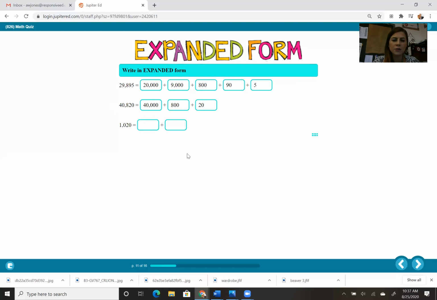Now 1,020. There is a 1 in the thousands place, so it has a value of 1,000. There's nothing in the hundreds place, so we don't need to write it. There's a 2 in the tens place, has a value of 20, and there's nothing in the ones place, so you don't need to write anything. The 1,000 plus 20 gives you 1,020 in expanded form.